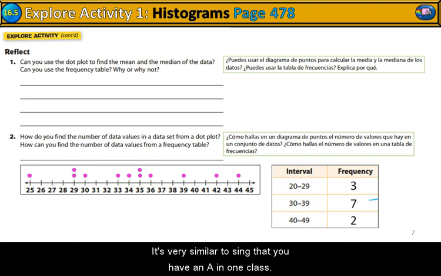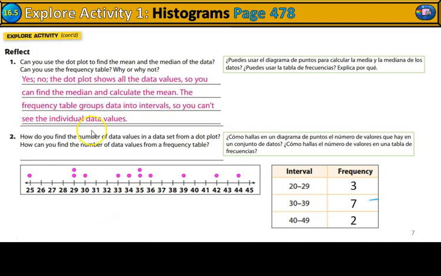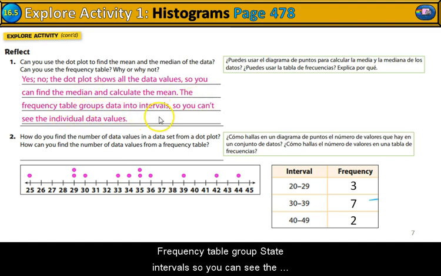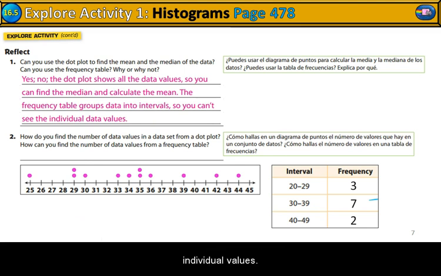It's very similar to seeing that you have an A in one class or a B in another class. What's your actual percentage? Or what are your grades? To answer this question, yes and no. The dot plot shows all the data values so you can find the median and calculate the mean. The frequency table groups data into intervals so you can't see the individual values.